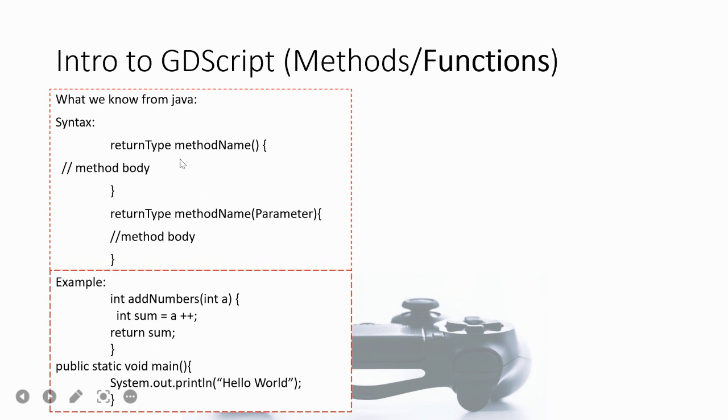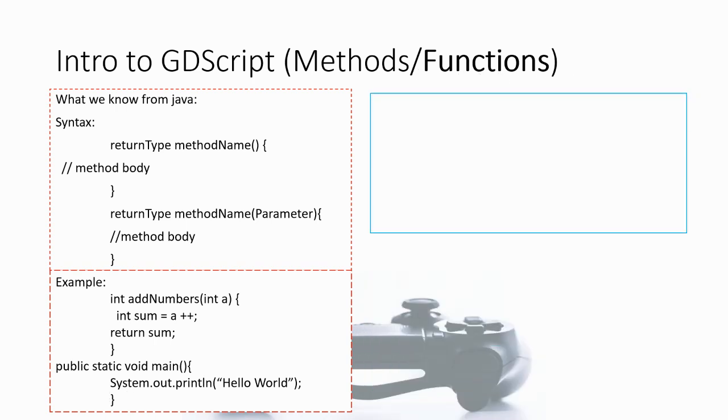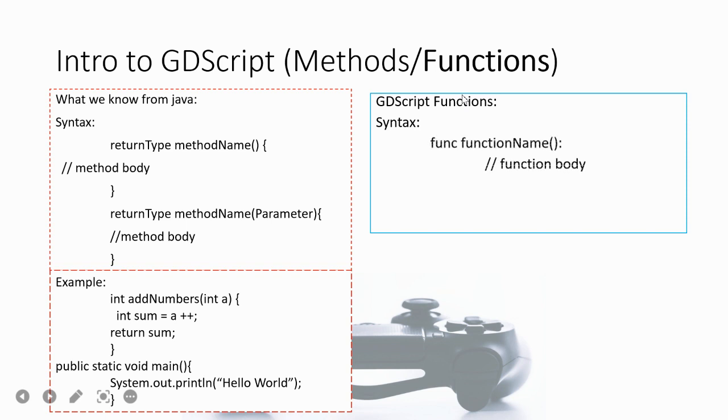I hope this has refreshed you on how you created your methods in Java. Again, you already had your OOP last year. Now, how do we define a method in GDScript? In GDScript, methods are actually referred to as functions. The syntax for creating a function, or again a method, is this one.